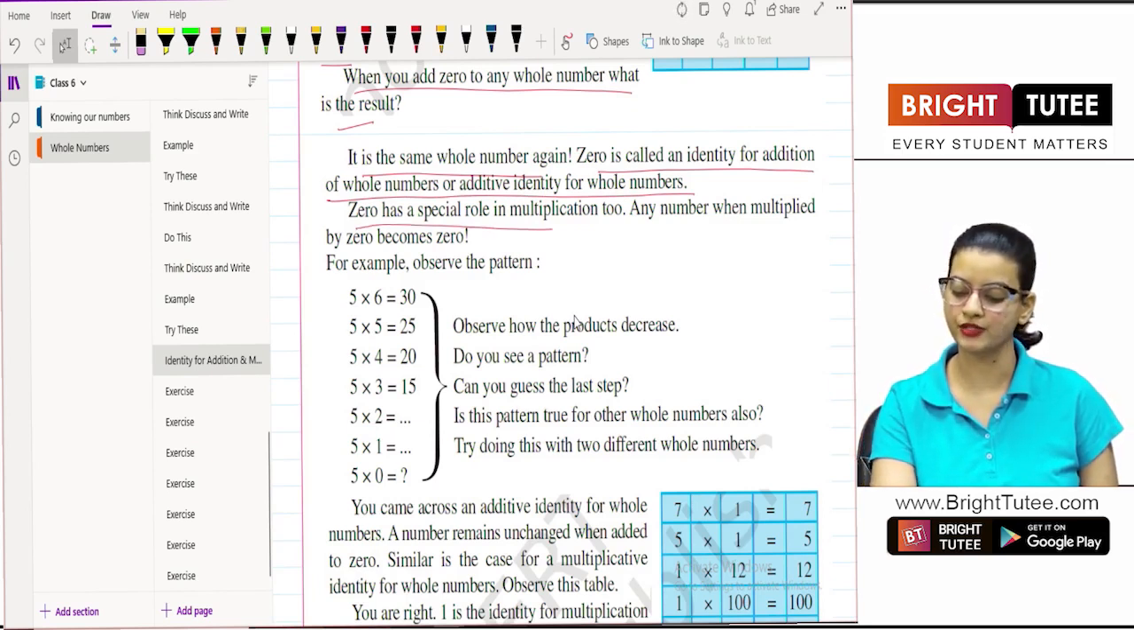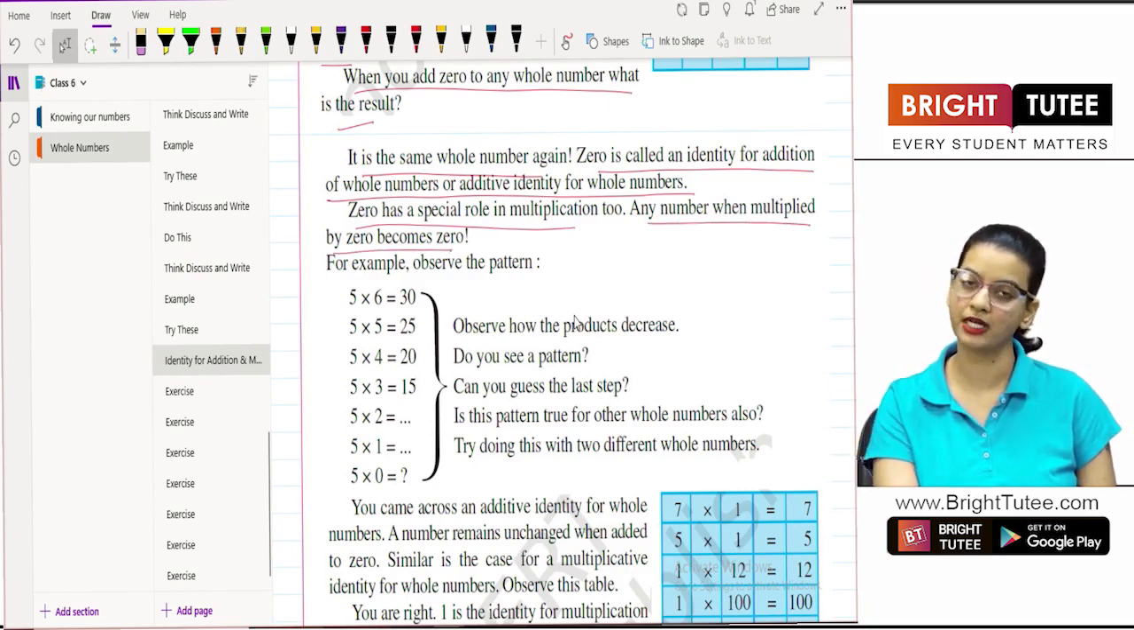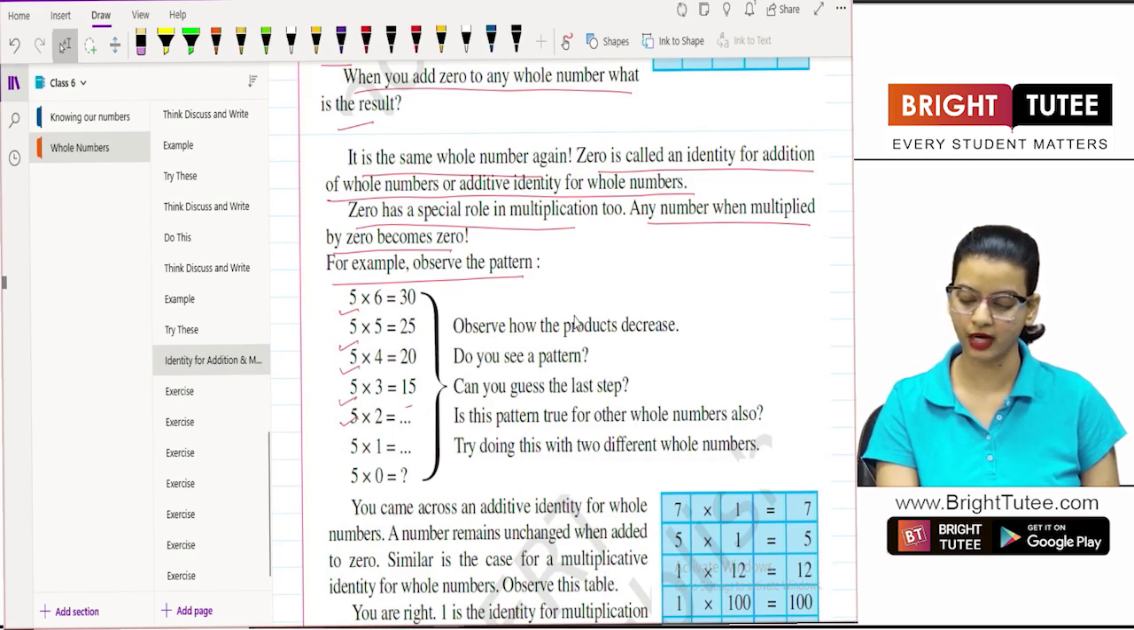Now 0 has a special role in multiplication too. Any number when multiplied by 0 becomes 0. For example, if you observe this pattern, 5 into 6 is 30, 5 into 5 is 25, 5 into 4 is 20, 5 into 3 is 15, 5 into 2 is 10, and 5 into 1 is 5, and 5 into 0 is 0. Observe how the products decrease. Each time it is decreasing by 5.